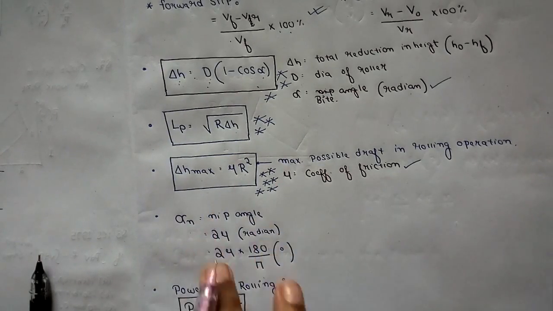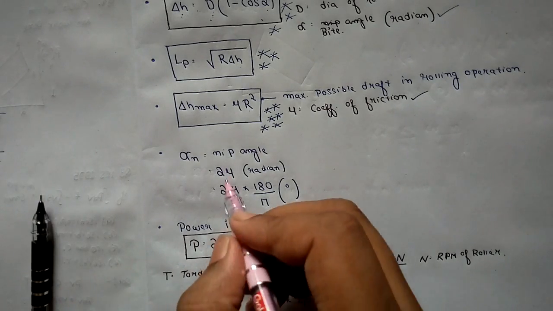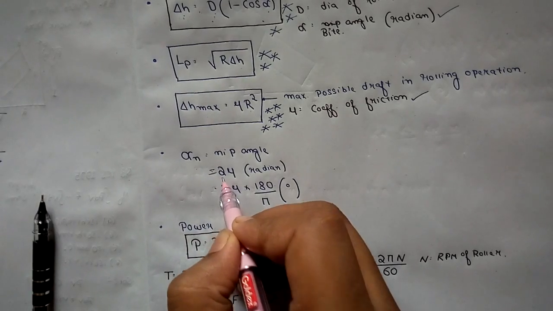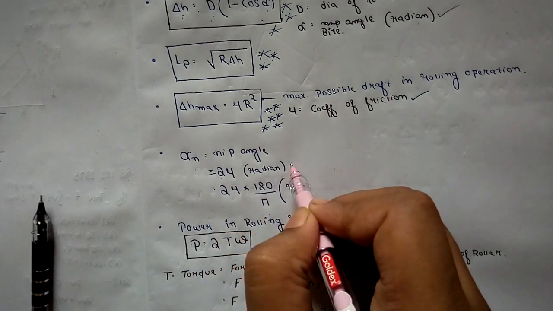These are very important. The next formula is the nip angle. It is not very important, but still if you want, you can remember this. The nip angle will simply be twice mu, the coefficient of friction, which comes in radians.